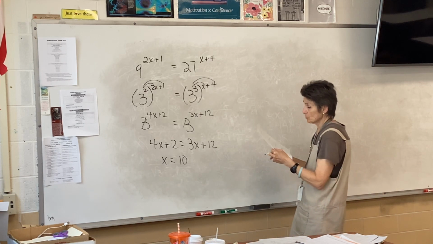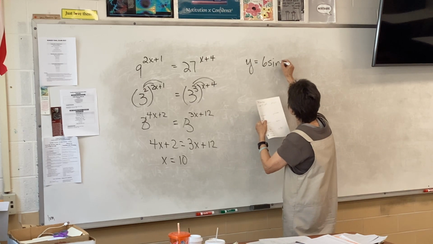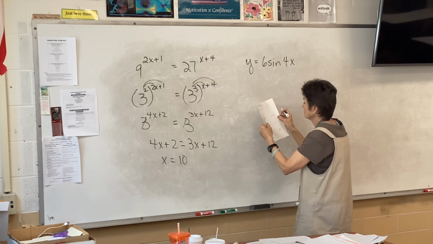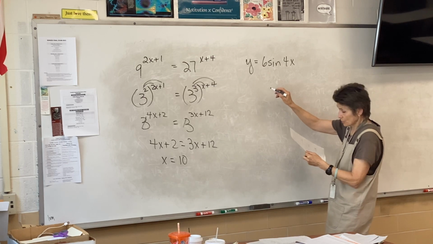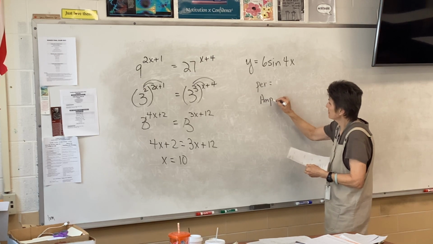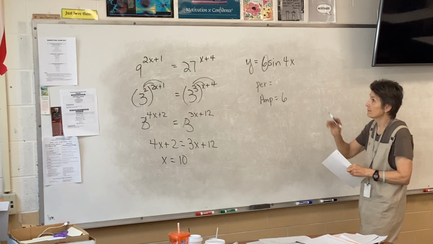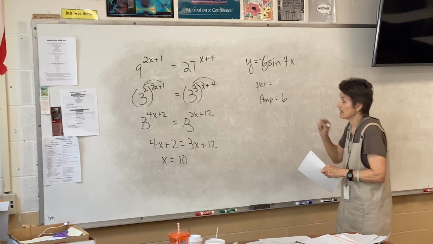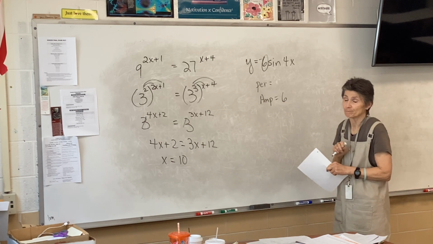Okay, number 2. So our job here is just to find the period and the amplitude. Now the amplitude is easy. The amplitude's this number right here. Now it is always positive, so even if that had been a negative there, the amplitude would still be 6. That is the amplitude number.